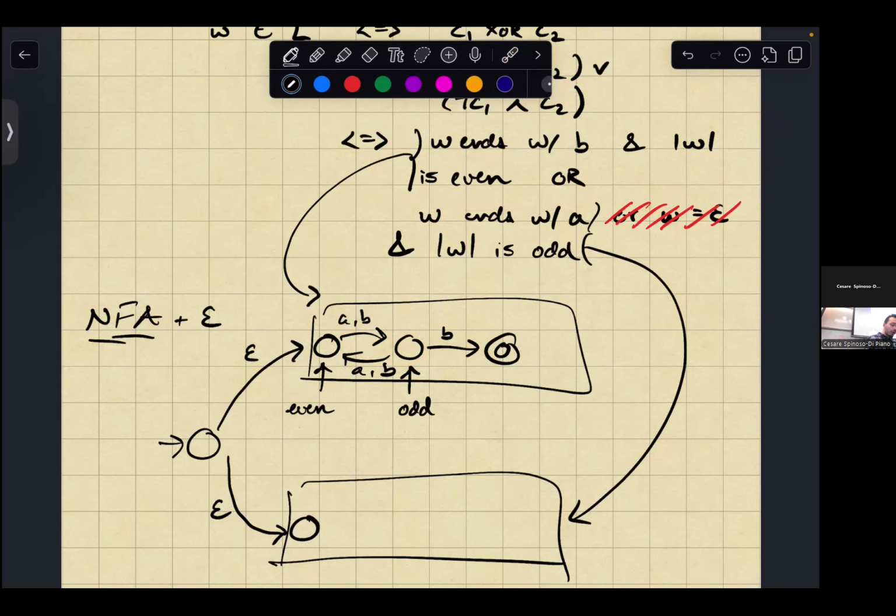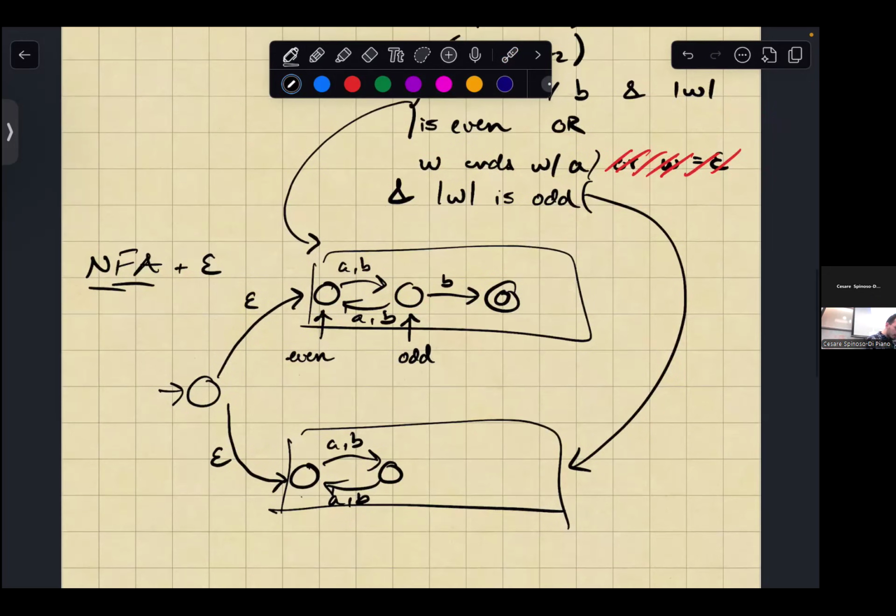For the second branch, it's going to be the same idea, right? So I'm going to loop back and forth. Again, this encodes strings of even length, and this encodes strings of odd length. But now I want to end with A, right? So the thing that's going to come out is going to have a label A. And I want the string to have length odd. So then the argument is symmetric, but on the different state, right?